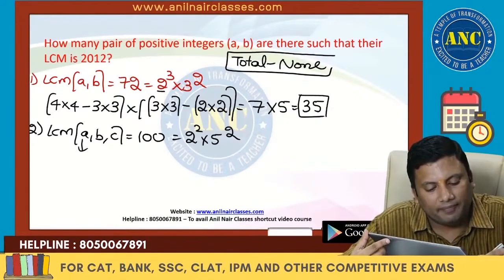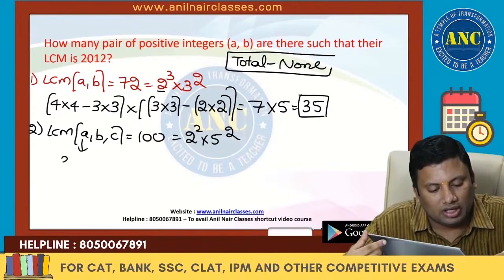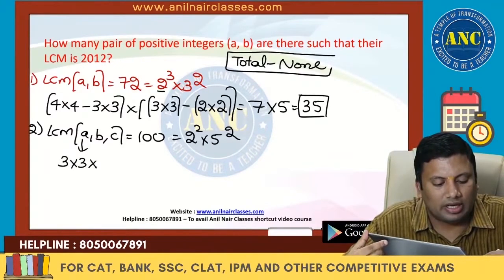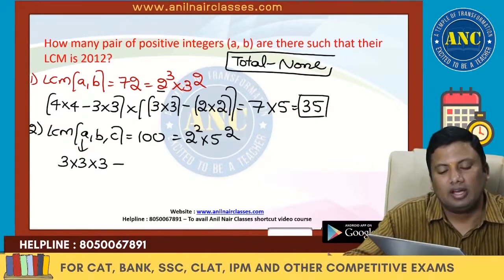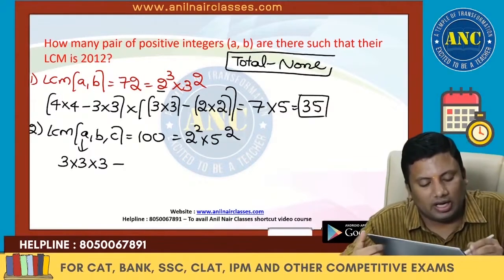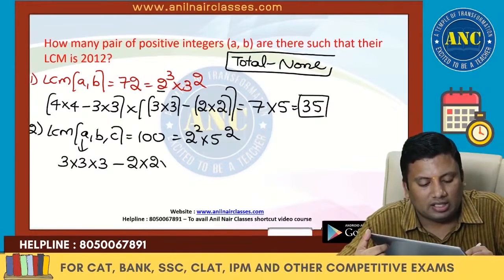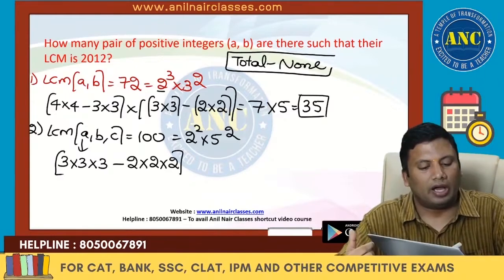A will take from 0 to 2, 3 cases. B will also take 3, C will also take 3. Don't take 2 square: A will take 2 cases, B 2 cases, C 2 cases. I hope it is clear.